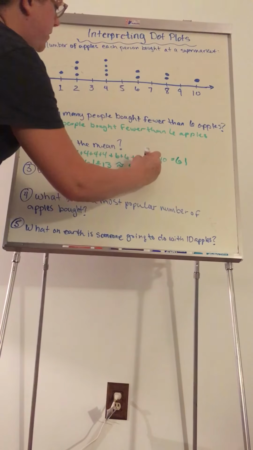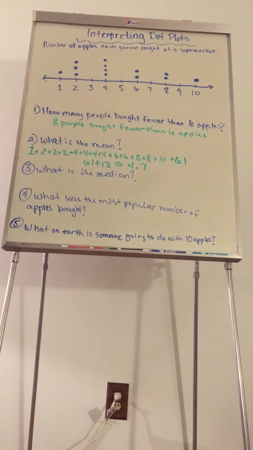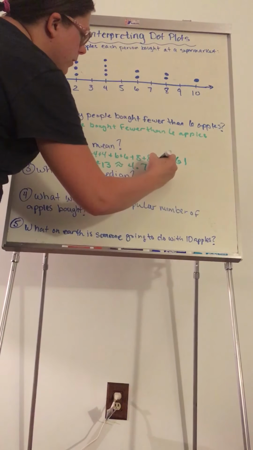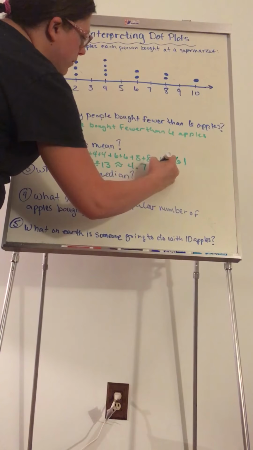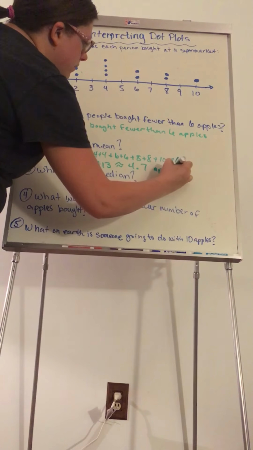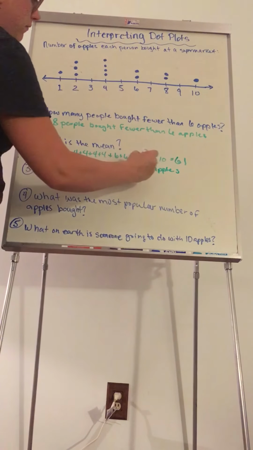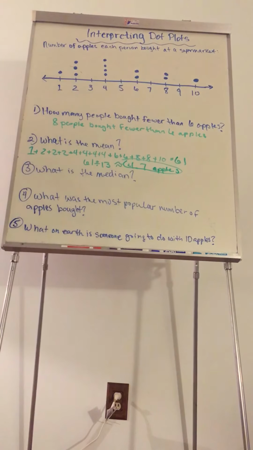I rounded to the nearest tenth, okay? So then the mean is that the average person bought about 4.7 apples. So 4.7, the unit here is apples. Okay, the average apples bought. Let's circle that. Okay. All right.